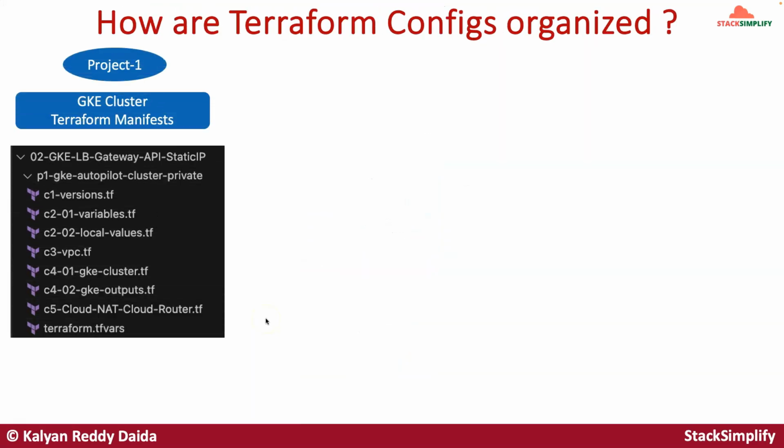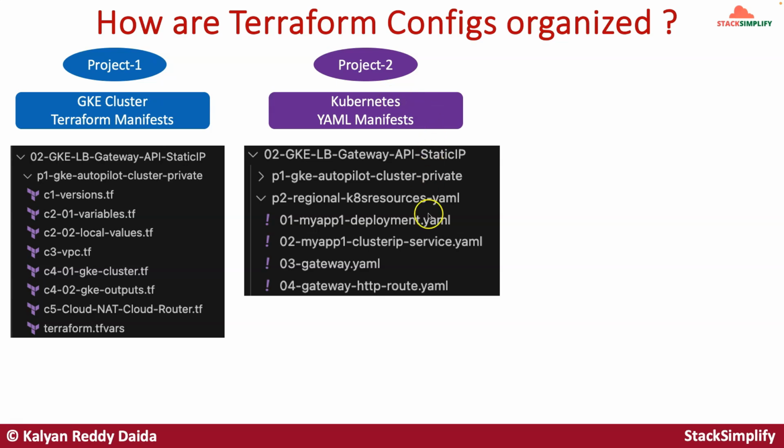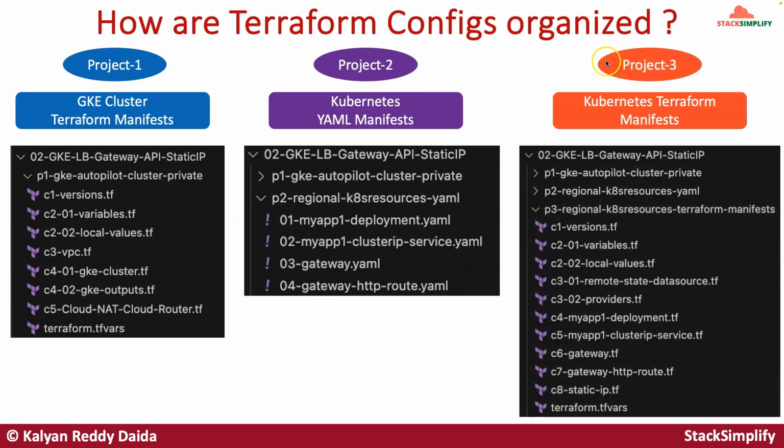So if you see here, in project 1, you will have GKE cluster Terraform manifest, and in project 2, you have those equivalent Kubernetes YAML manifest, and in project 3, you will have equivalent Kubernetes Terraform manifest, so that you can continuously test using YAML manifest and learn them, and you can also test using Terraform manifest and even learn them. So accordingly, it was arranged.